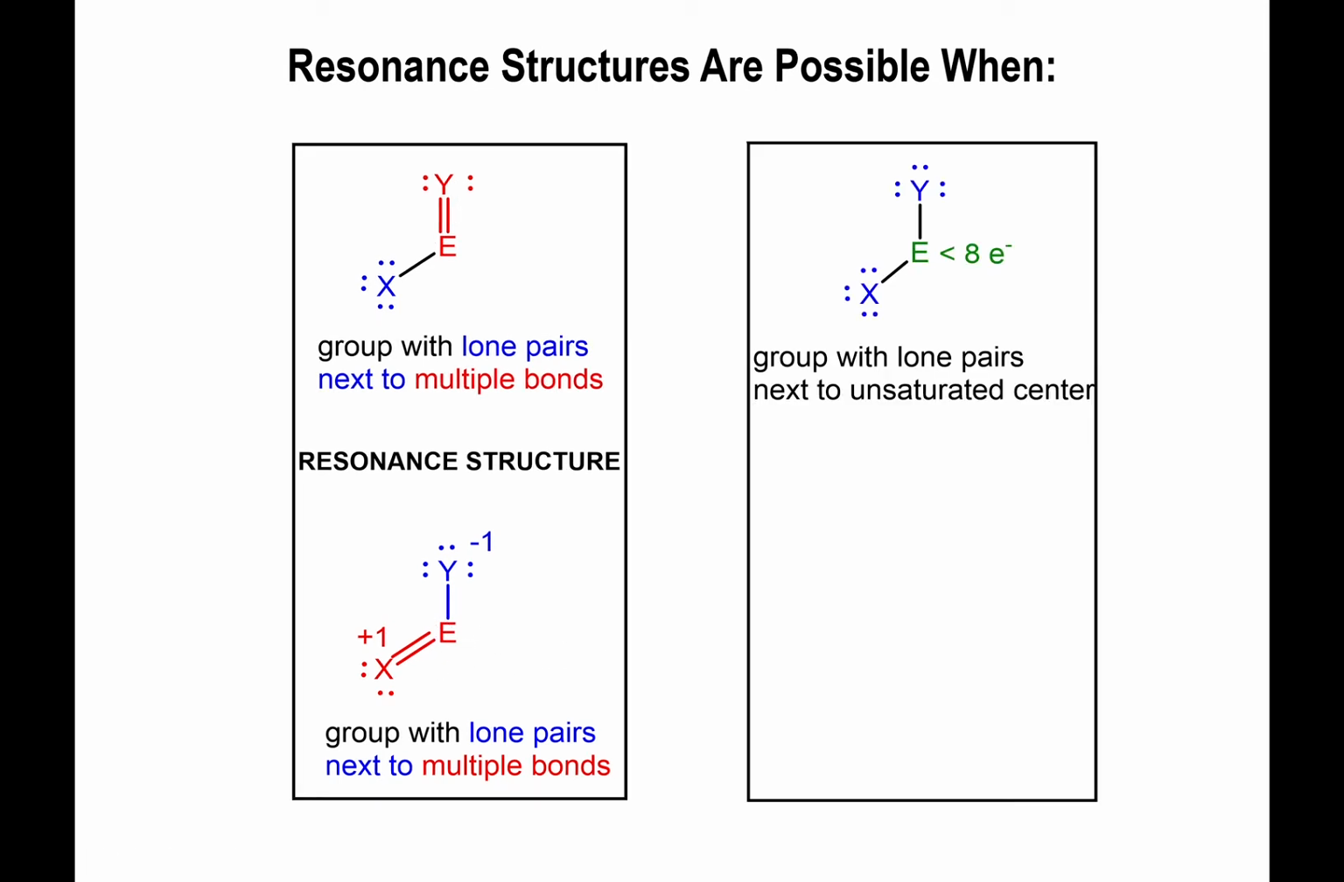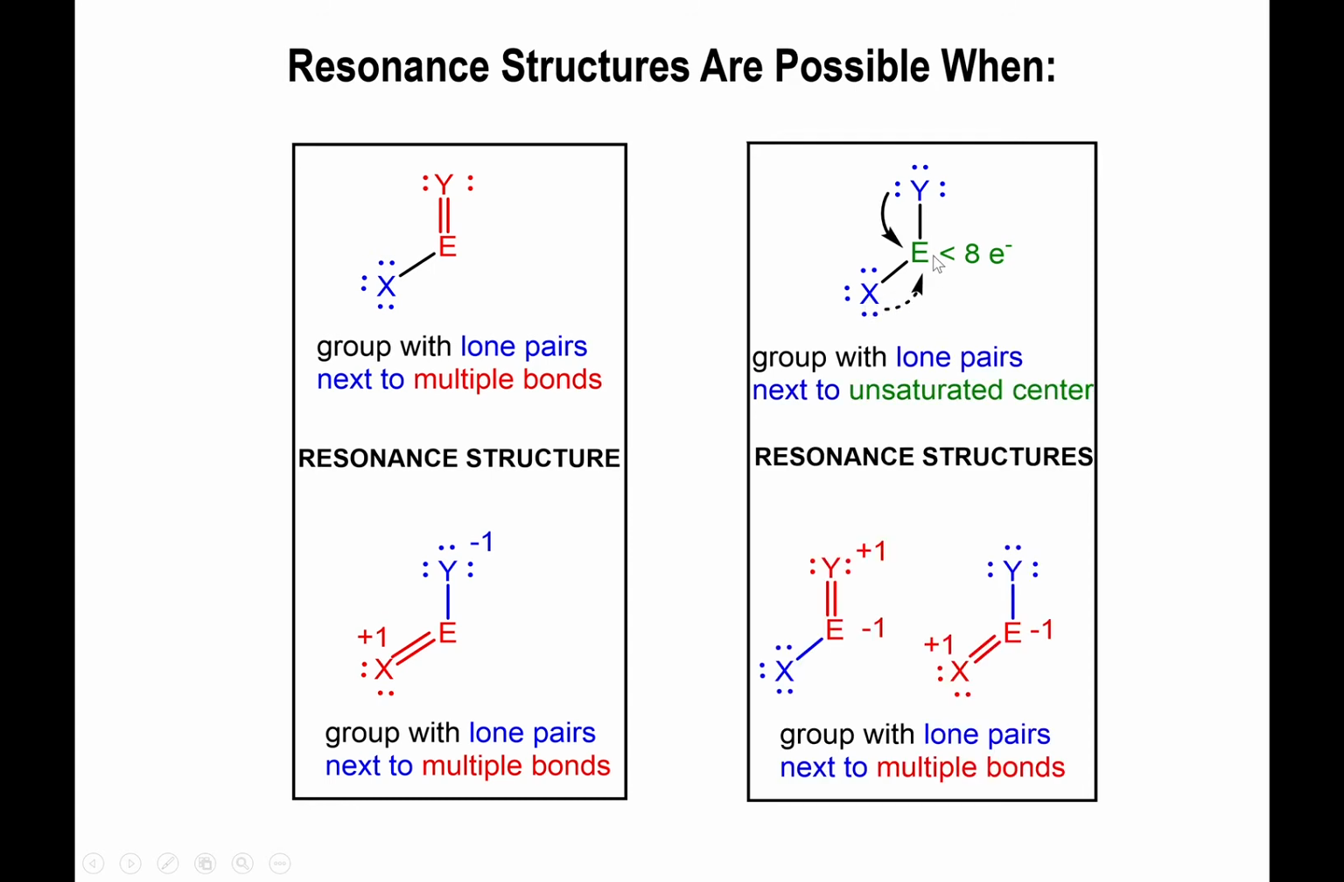All right, the other instance where you may see resonance structures is when you have a central element that is not yet fulfilling the octet rule. It has less than 8 electrons. This is an electron deficient center. But the elements next door do have lone pairs. And so those elements next door can actually donate the lone pairs and complete the octet for the central element.